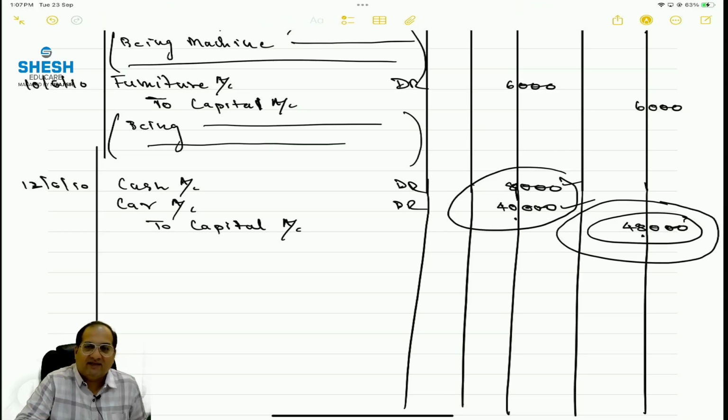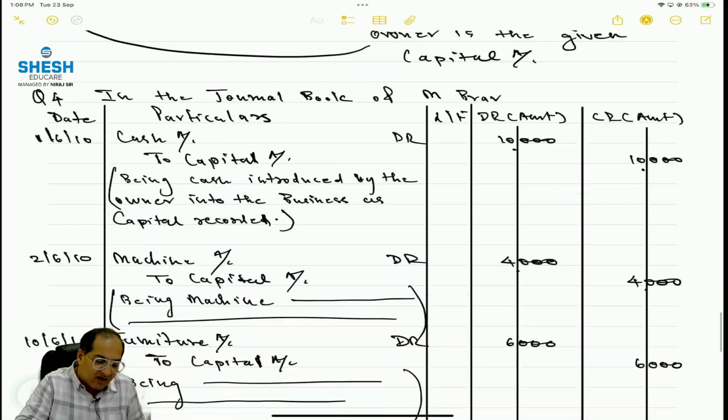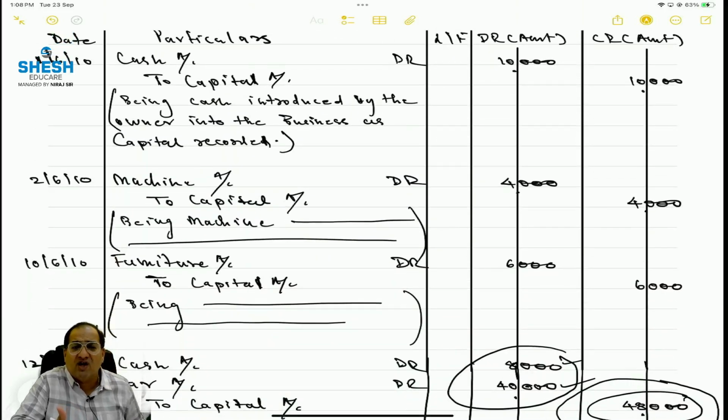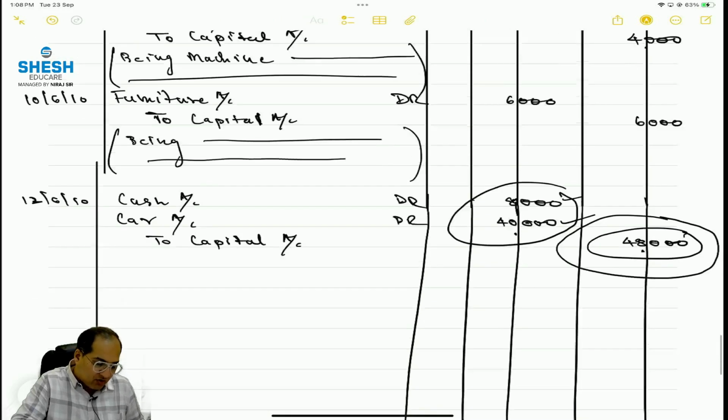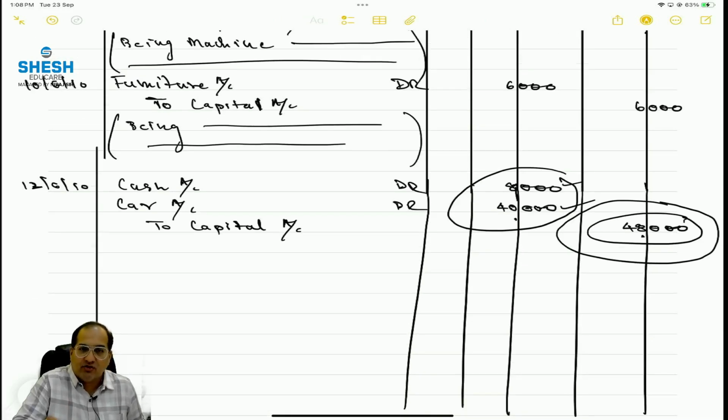If someone like Mayank asks me, sir, can I write separately? Yes, of course, but why should I write separately? Sir, up till now you were writing separately only, no? Yes, because it was on different dates, days. Here on 12th of June only, he has introduced cash also and car also, he, the owner.